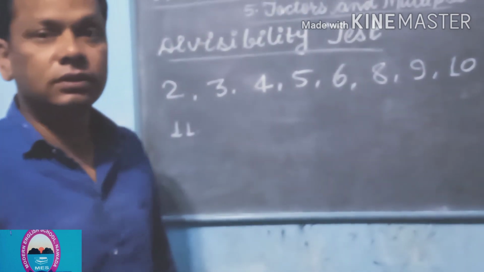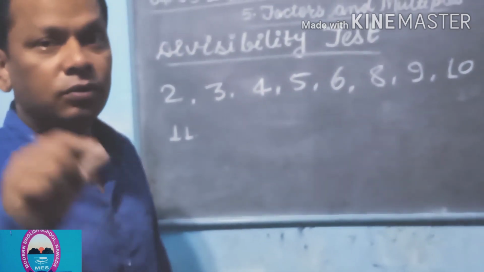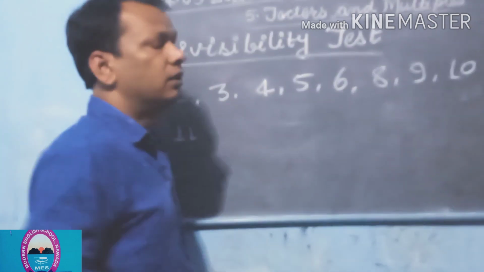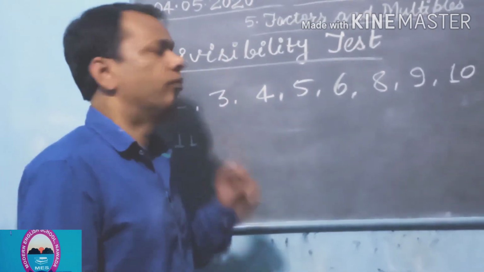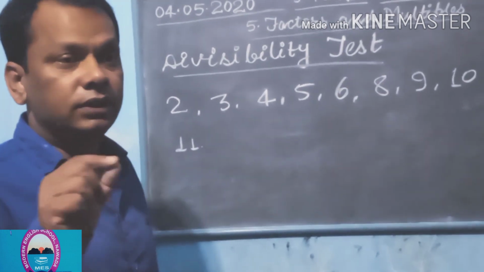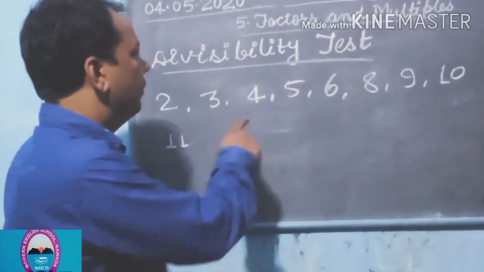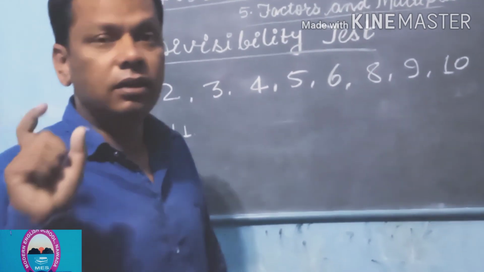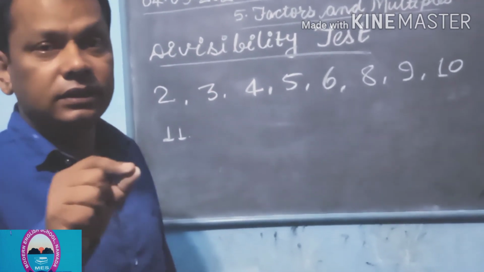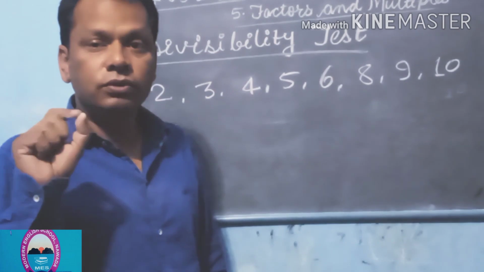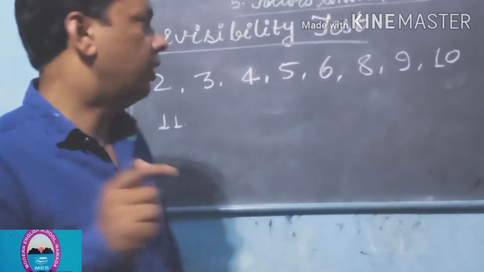Divisibility test of 3. Students, any number whose sum of digits is divisible by 3 is divisible by 3. For 4, any number whose tens and unit places form a number divisible by 4 is divisible by 4. For 5, any number whose unit place is 0 or 5 is divisible by 5.